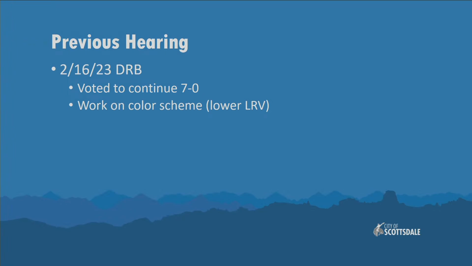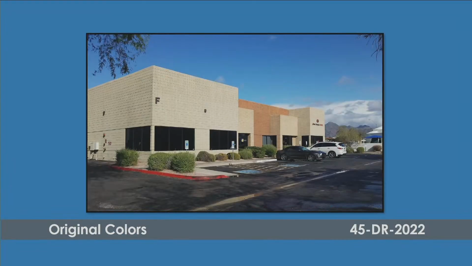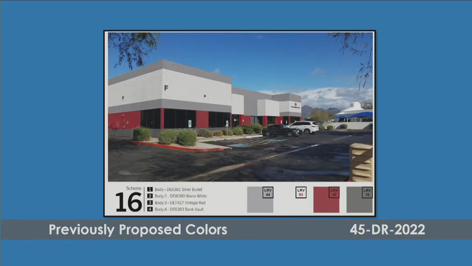As a quick refresher, the last time this board met was in February, where you voted unanimously to continue this item and directed the applicant to work with staff on revising the color scheme, with specific emphasis on lowering the light reflective value of that then dominant white body color. Here for reference is the original building, what it looked like, and then the previous color proposal.